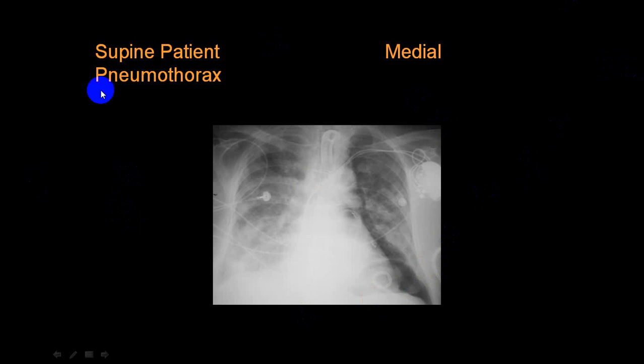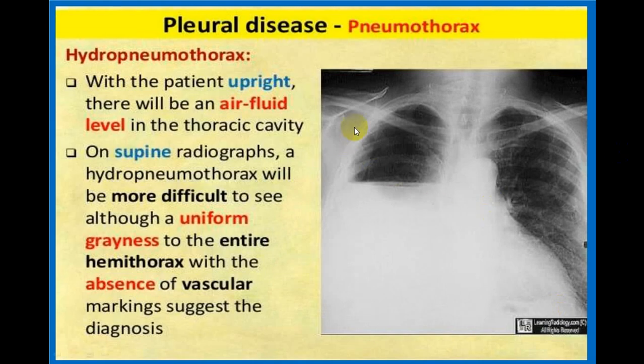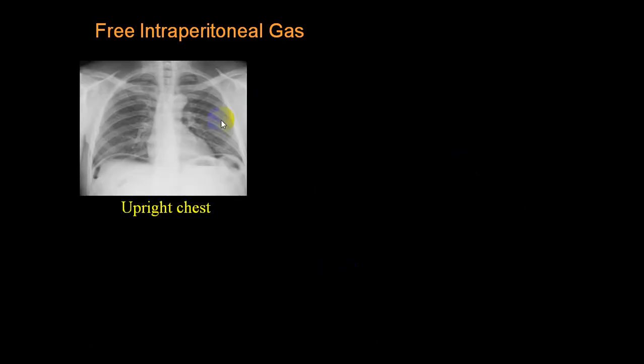And this is in a supine patient. In a supine patient, you can see an air shadow here. You can see a radiolucency, and you can see a radio-opacity, and there is a horizontal level. So this is air, this is fluid, hydropneumothorax, and this you should be able to identify very clearly in an upright posture.